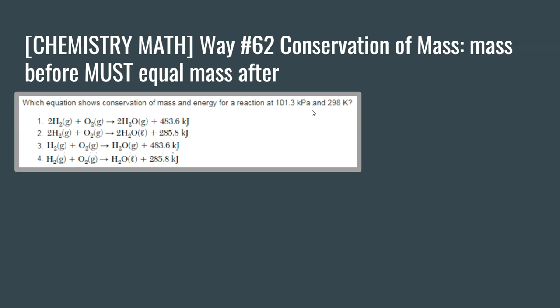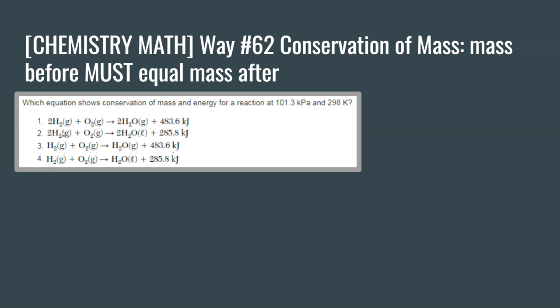Again, for problems like this, you need to consult the number of atoms of hydrogen on the left and right side, as well as the number of atoms of oxygen, for conservation of mass. In order to show conservation of mass, the number of hydrogens on the left must equal the number of hydrogens on the right. So you should be able to eliminate answer choices 3 and 4.